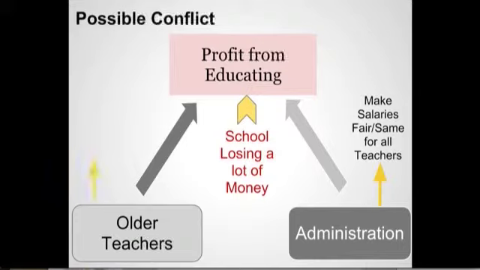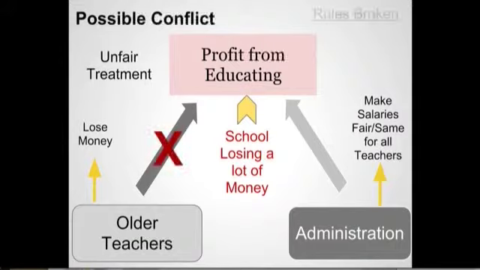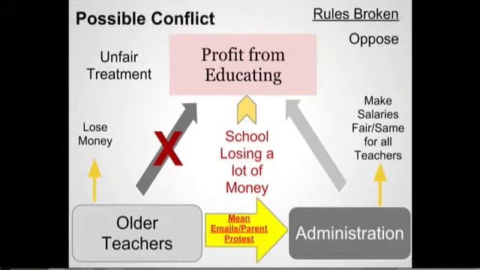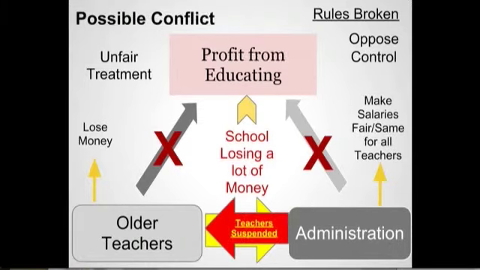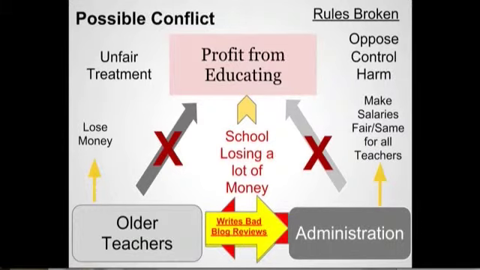Now, older teachers realize that they are losing money, and they feel this is unfair treatment. They're not getting their share, or they're not getting part of the goal that they're looking for. So they give up on it. And they feel this way because the rules are broken. So they start to oppose the administrators. They send out mean emails, and they encourage parents to protest here on campus. The administrators don't like this at all and feel like they need to control the situation, so they suspend the teachers. Now, the teachers, of course, don't like this and decide they're going to harm the administration, not physically, but they're going to harm their reputation.